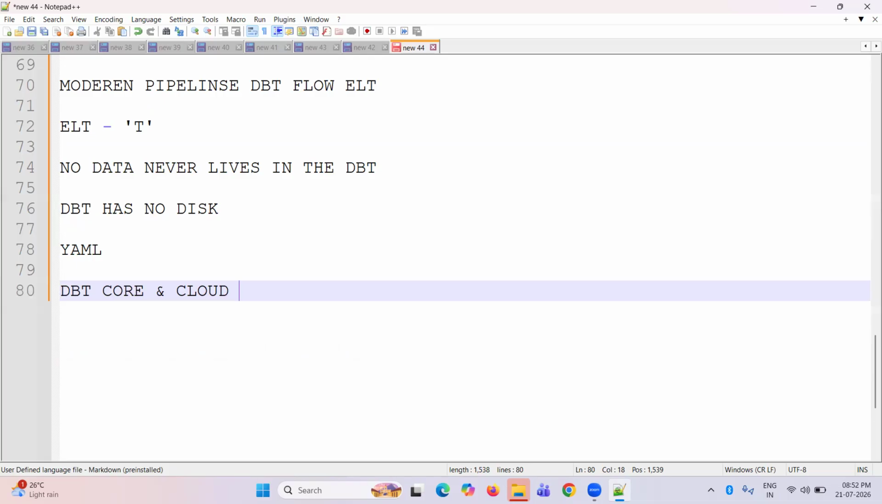So dbt Cloud is now offered under Fivetran and dbt Labs together. We have already discussed Fivetran plus dbt Labs. This is the managed, web-based platform: a browser-based IDE with no local installation needed, built-in job scheduling, alerting and monitoring, native Git integration with pull-request based continuous integration checks, hosted documentation website generated automatically, and role-based access control for larger teams.